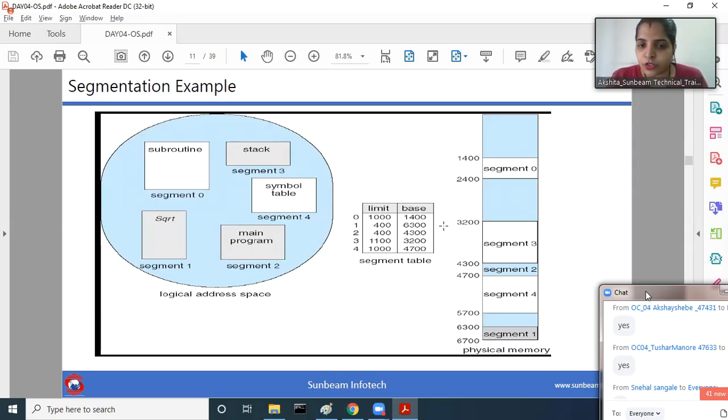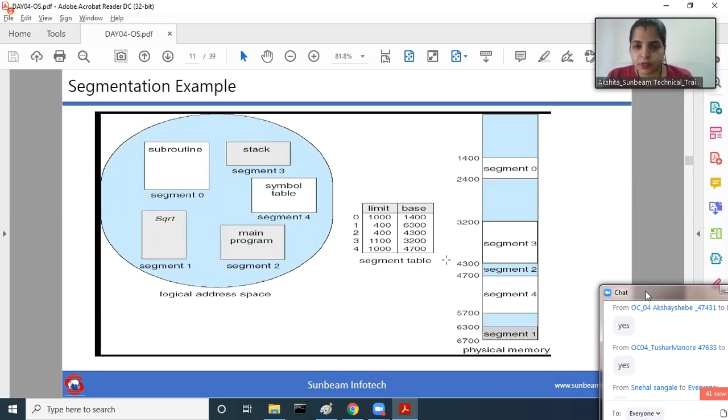So in conclusion, I can say that in case of segmentation, we do dynamic memory allocation. That means it is not fixed. Memory blocks are variable in size. But to maintain that record, we need the limit and the base register. So segment 0 has the starting address 1400 and the size that it requires is 1000. That is called the segment table.